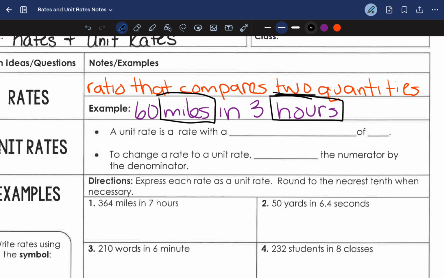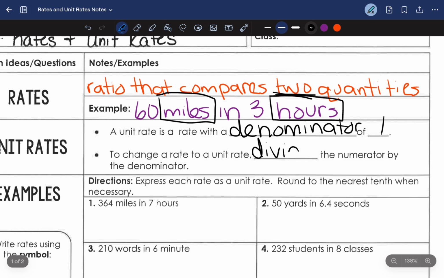So, anyways, unit rates. A unit rate is a rate with a denominator of 1. So, to change a rate to a unit rate, honestly, all you have to do is just divide. You're going to divide the numerator by the denominator.